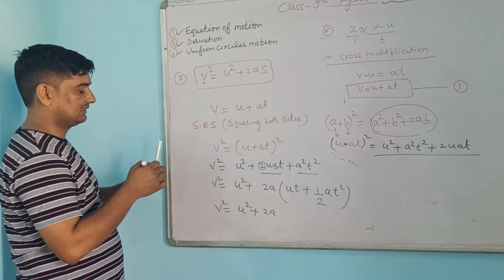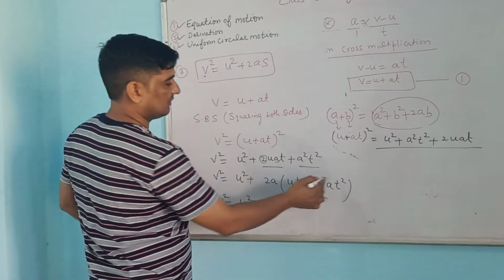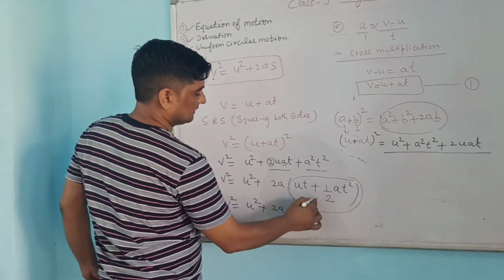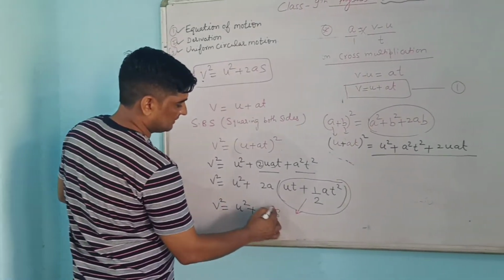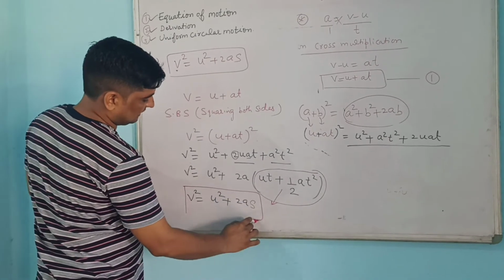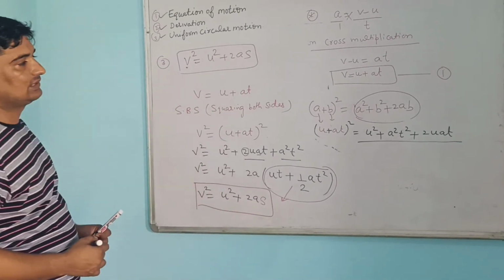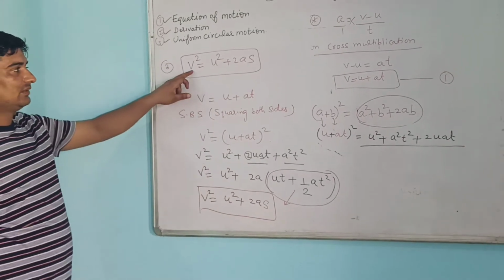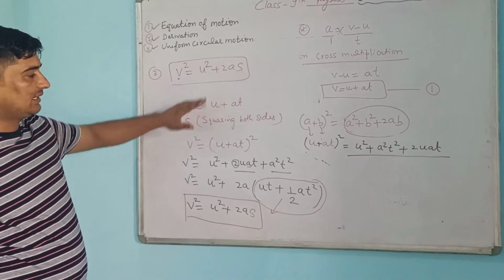Now tell me what is this relation called. This relation already we have done. This relation is called S, distance or displacement. So V square is equal to U square plus 2AS. So this is very important. Once again you can see V square is equal to U square plus 2AS, that we wanted.